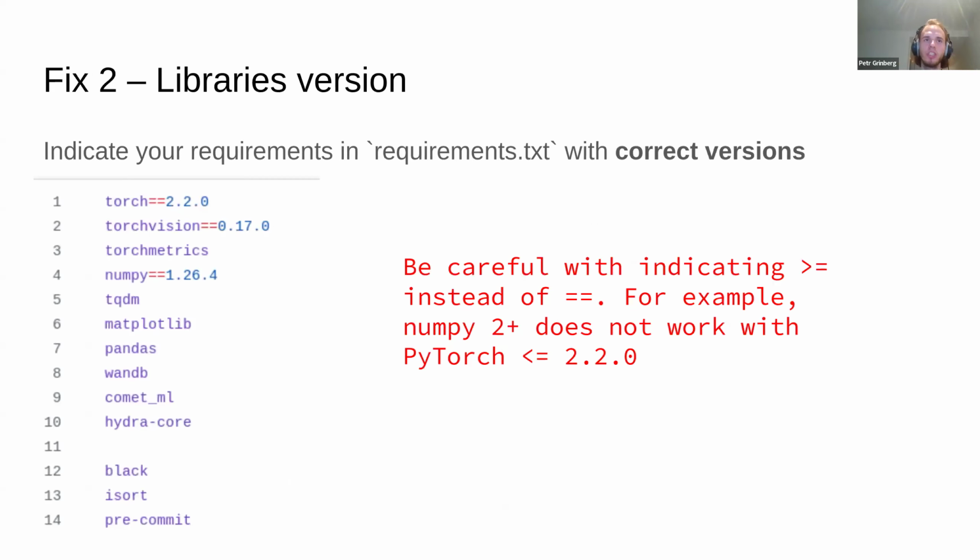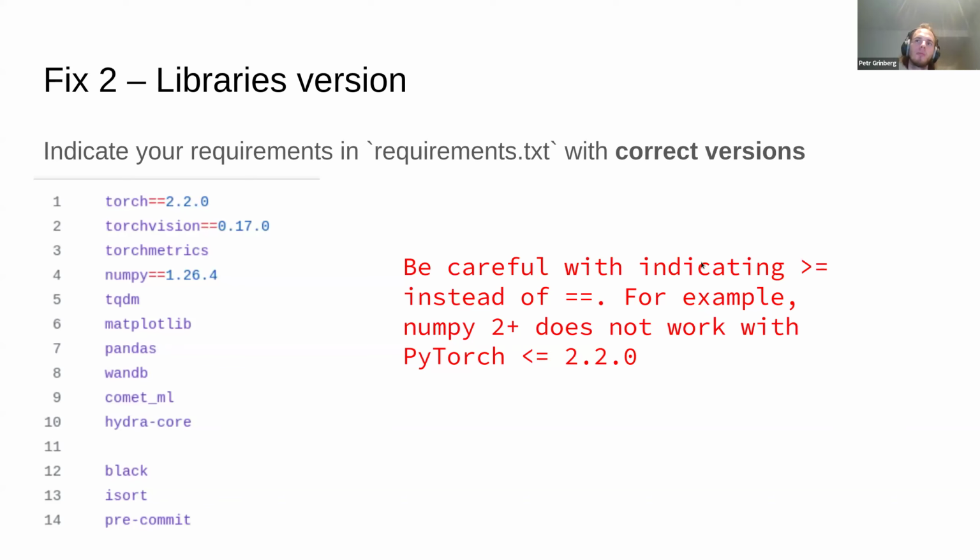So you need to always fix your requirements for your project with correct versions. You should indicate that Torch should be of this specific version or higher maybe, or exactly this one. For some libraries, maybe you do not care that much, but it would be a good practice to care for all of them.